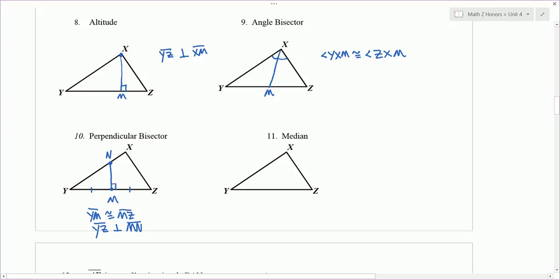And then the median, again you find the midpoint and you connect X to the midpoint. So in this picture YM is congruent to MZ, and that's all we have.